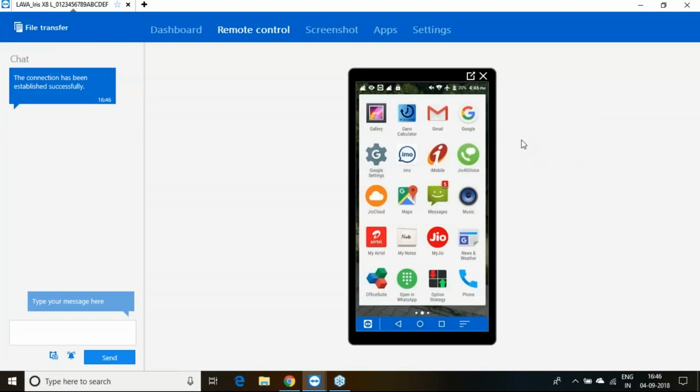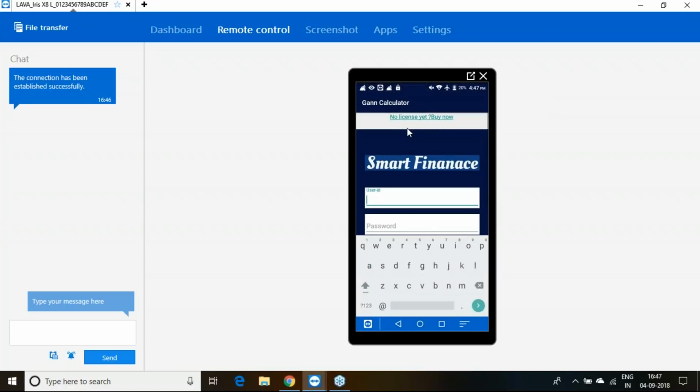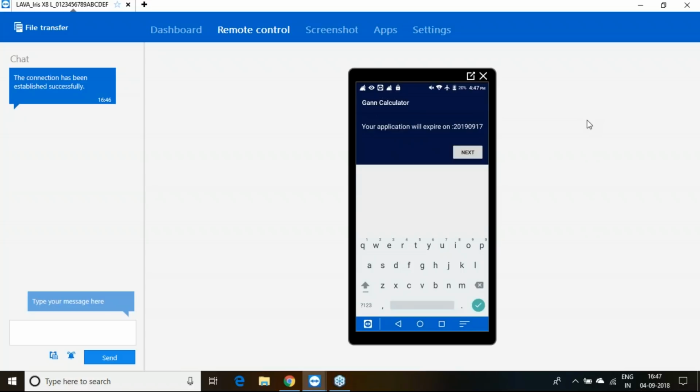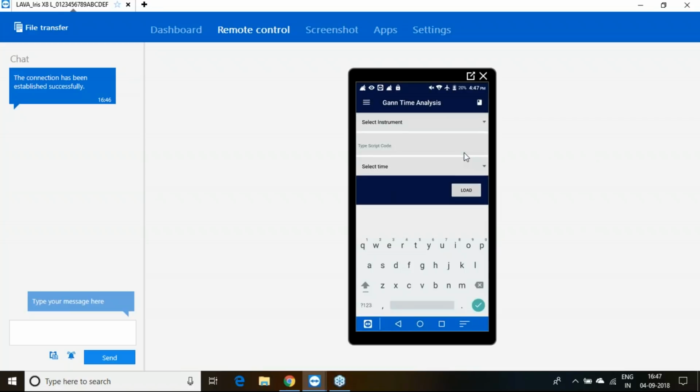So in this particular presentation, I will be taking you through the use of our newly launched tool, the Gann analysis tool. So this is the icon of this particular tool. Once you open this application, it will ask you to enter the user ID and password. Once you enter them, you will be logged into the software. Post login, you will see the expiry date of your software.